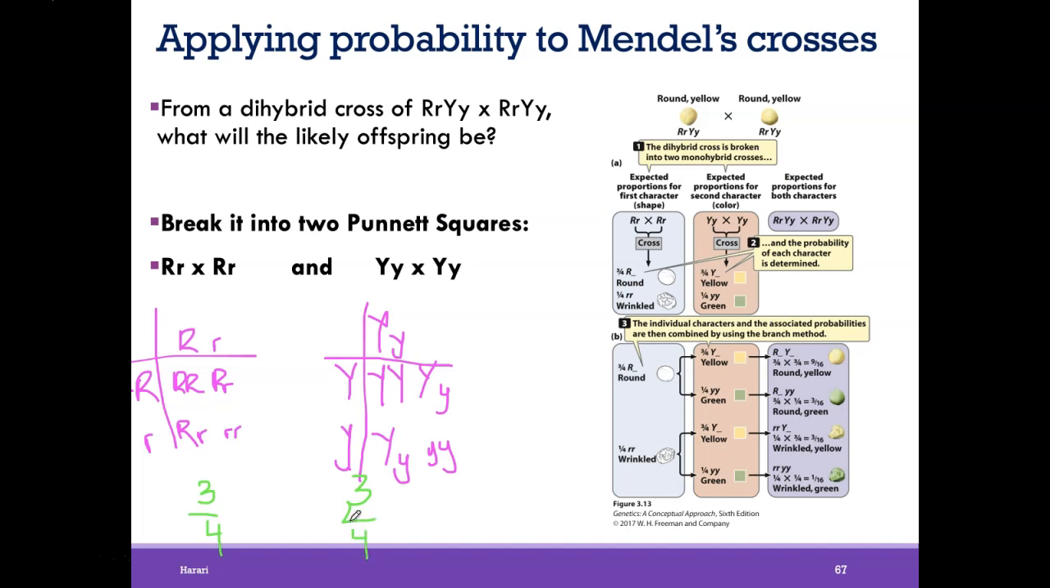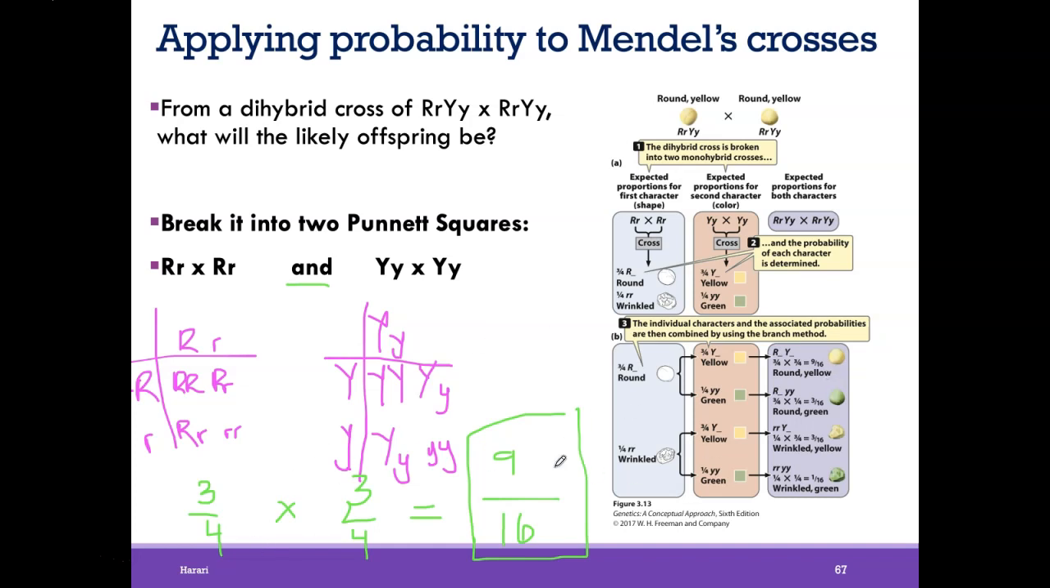So what is the probability of getting a P that is round and yellow? Well, for that we use the product rule. So we multiply the individual probabilities of a round P and a yellow P. And by multiplication, we get 3 times 3 is 9, 4 times 4 is 16. And 9/16 is our magic number that we said, right? 9/16 is what we always see in a dihybrid cross of being both dominant traits.